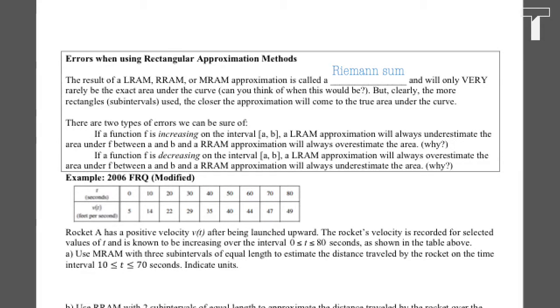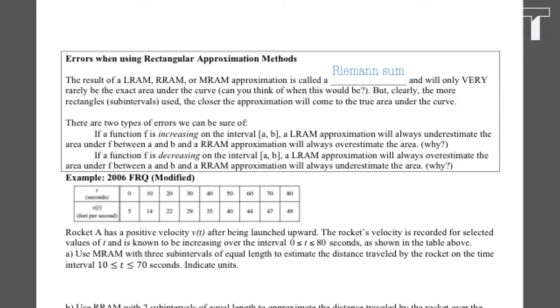Up at the top of the next page of your handout, you need to know that LRAM, RRAM, and MRAM approximations are sometimes referred to as Riemann sums after Mr. Riemann. We'll hear more about him tomorrow. And again, they're only very rarely going to be exactly equal to the actual area under the curve, but we use them to make an approximation when an exact value can't be found.